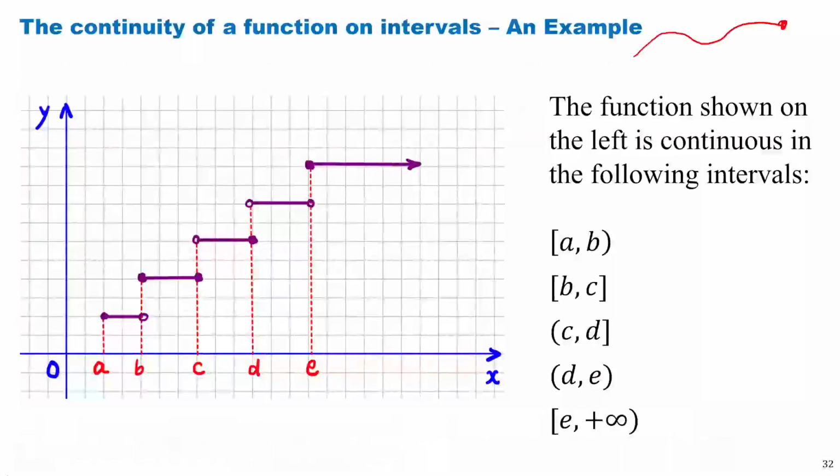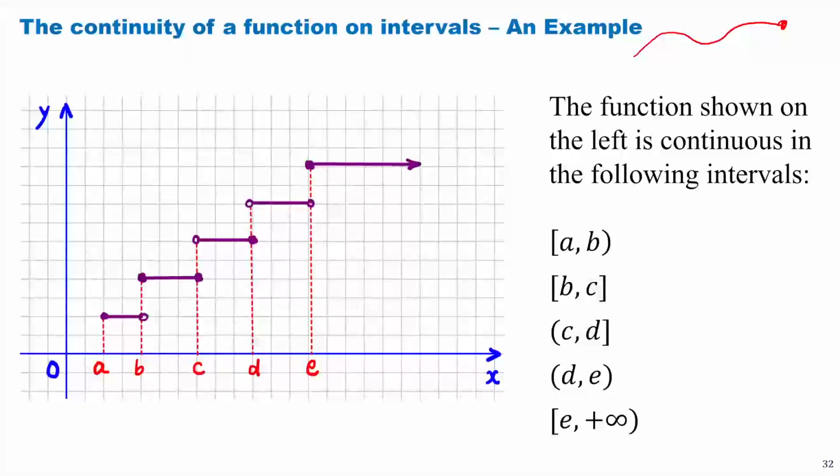Another example to check your understanding. The function shown here on the left is continuous on the following intervals. First, from A to B, left side closed, right side open. And then from B to C, this time left side closed, right side closed.